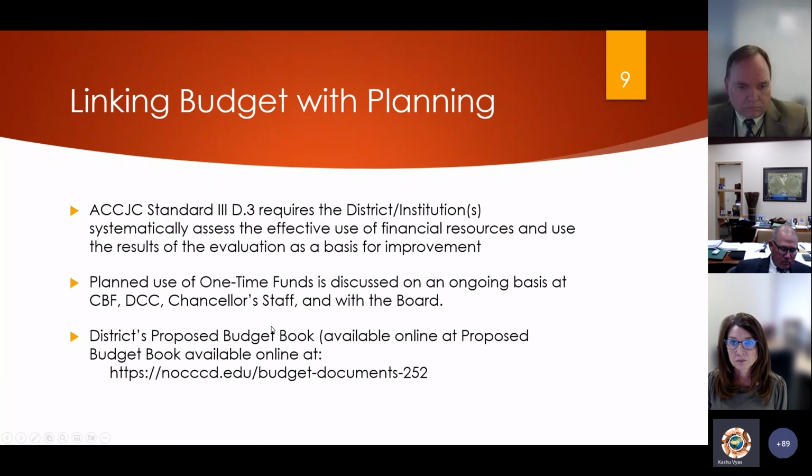As far as linking budget with planning, those of you involved with accreditation know that we have a standard in the ACCJC that speaks to evaluating and improving the use of resources. So we have the intention in the budgeting to have that link. We try to link budget and planning by discussing one-time funds and trying to develop a process for their use. And we prepare and publish the budget book, which provides information on the components of the district's overall budget.